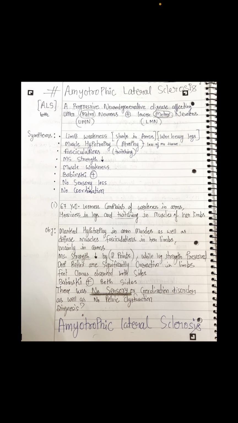I have included all of the topics in a single photo because there is only one question on each topic. I have put the full photo on one page so that you can take a screenshot and remember it very well for long-term memory. So let's see what lateral sclerosis is. Lateral sclerosis is a progressive neurodegenerative disorder which affects the upper motor neuron and lower motor neuron.